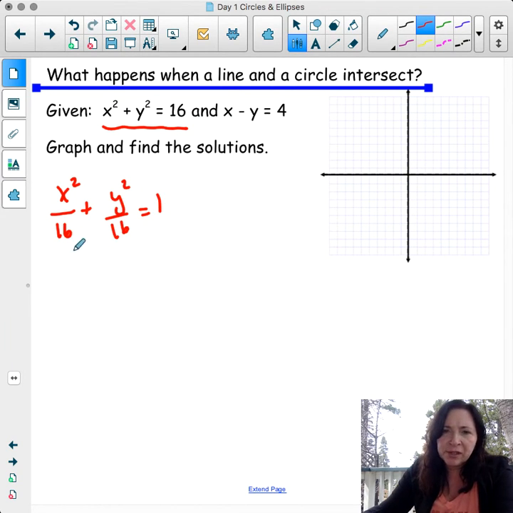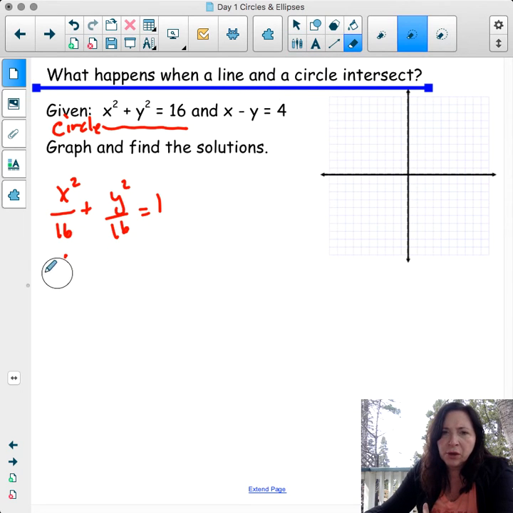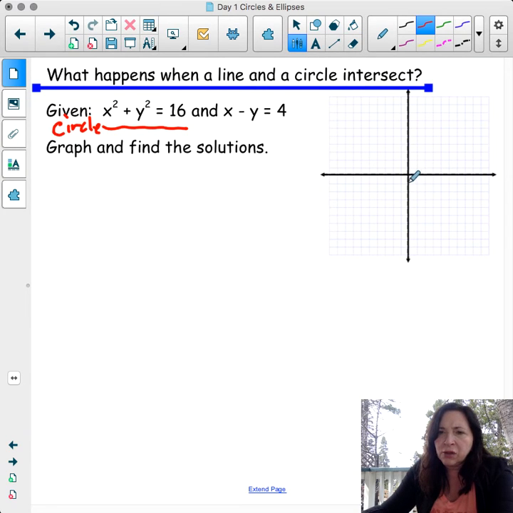The difference between a circle and an ellipse, this being a circle, is that the circle has these two values the same. Whereas, remember, an ellipse is going to have one of these values larger than the other. Okay, so what we do know is that this is a circle, and it looks like my center is at 0, 0, and that I've got to go 1, 2, 3, 4 to the left, 1, 2, 3, 4 to the right, up 4, and down 4.